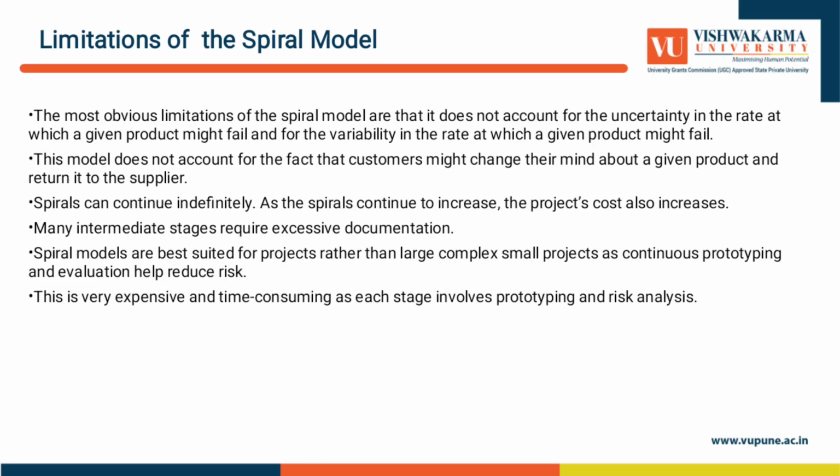Limitations of the spiral model. The most obvious limitation of the spiral model is that it does not account for the uncertainty in the rate at which a given product might fail and for the variability in the rate at which a given product might fail. This model does not account for the fact that customers might change their mind about a given product and return it to the supplier. As the spirals continue to increase, the project's cost also increases. Many intermediate stages require excessive documentation. This is very expensive and time consuming as each stage involves prototyping and risk analysis.